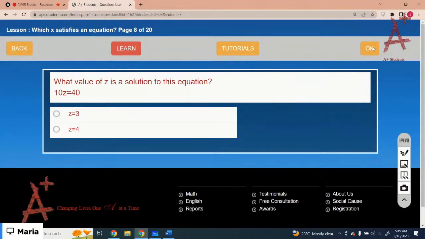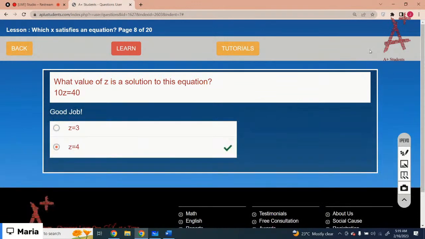Okay, the next one is what value of z is a solution of this equation? 10z equals 40. So you have to divide both sides by 10. When you divide both sides of the equation by 10, then z equals 4. Got it? So the correct option is z equals 4.